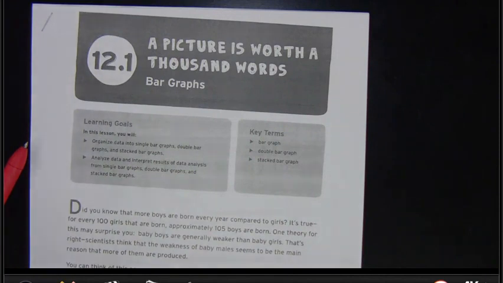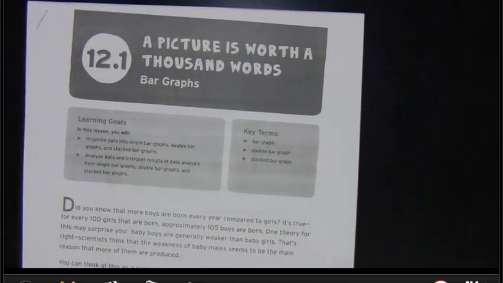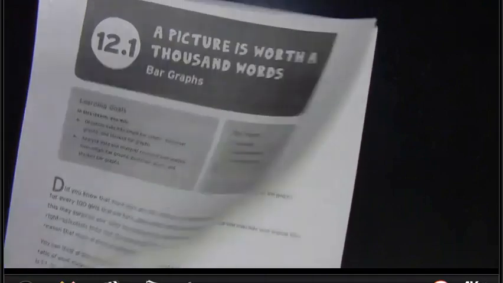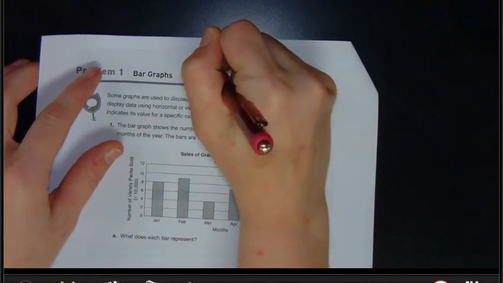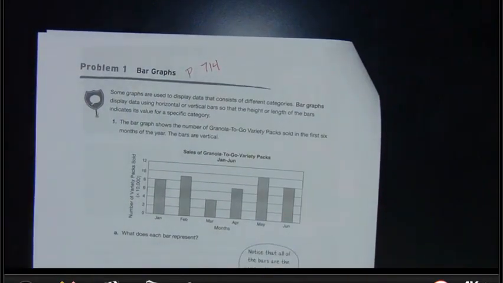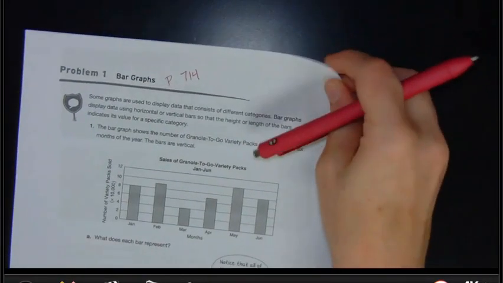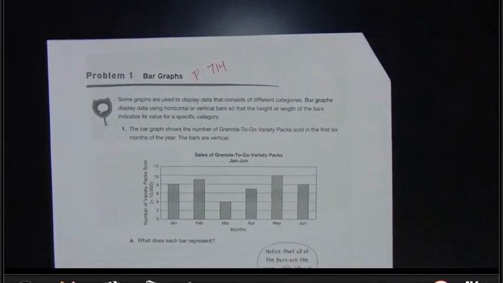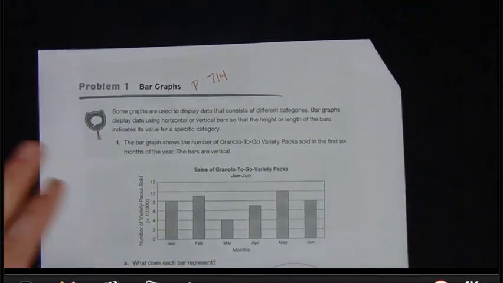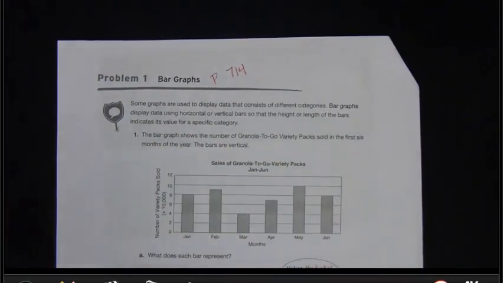All right. If you guys would please find your textbooks. We're going to be in chapter 12.1, and we're going to start on page 714. There we go. All right. So we're looking at bar graphs today.